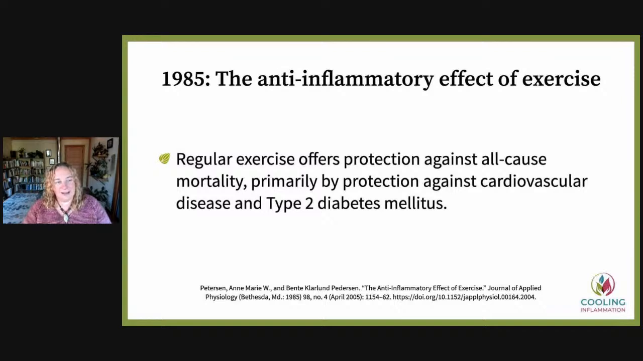The first one is a study that comes to us from 1985. This is the anti-inflammatory effect of exercise study. And they said that regular exercise offers protection against all-cause mortality, primarily by protection against cardiovascular disease and type 2 diabetes mellitus. So we've already talked about that in particular for the cardiovascular and type 2 diabetes. We're going to talk about a little bit more today.